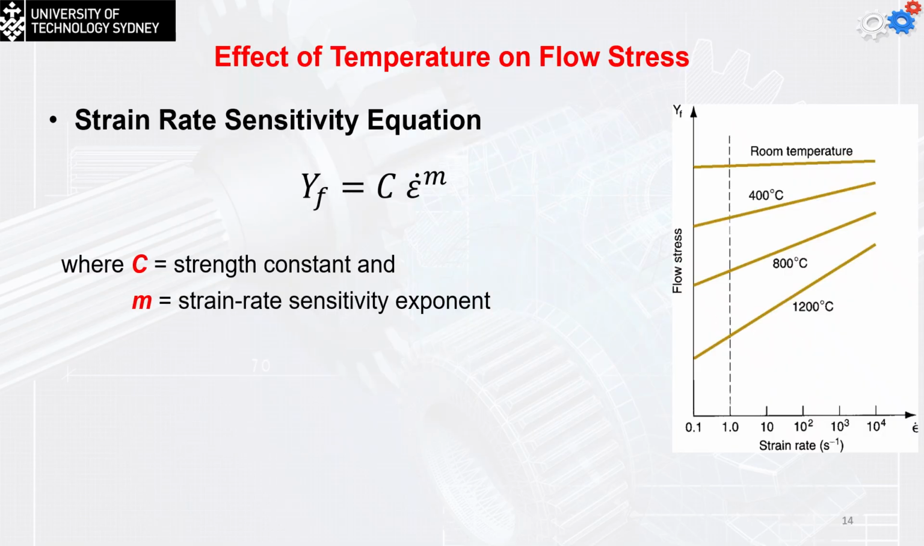Now, for the effect of temperature on the flow stress, the strain rate sensitivity equation gives us the flow stress equal to the C value multiplied by the strain rate to the power m, which is the slope of the line that we showed earlier on the log-log diagram. C is the strength constant, and m is the strain rate sensitivity exponent. At room temperature, we have the higher value for the flow stress. If I keep increasing the temperature, we have a lower value for the flow stress.